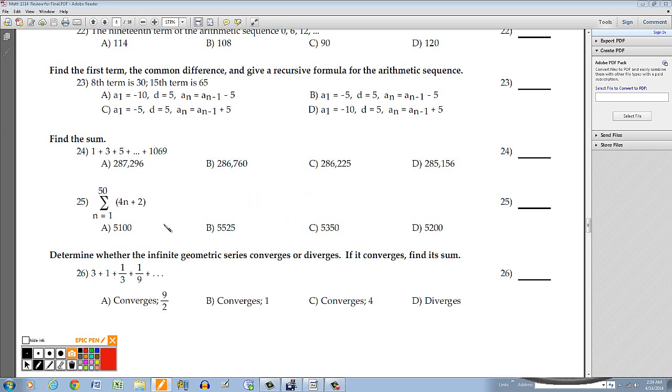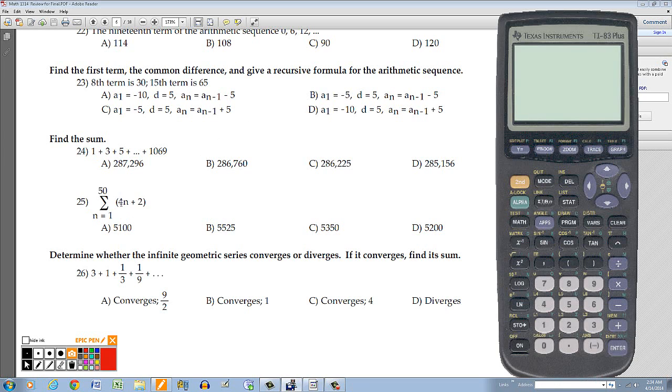Okay, for 25, again, one way to do the problem. This is a summation, n equal 1 to 50 of 4n plus 2. So that means you would add 1 right there, and compute, that would give you 6, and then put a 2, okay, and that would give you 10, and you keep listing all of them until you plug in 50, and you get 50 terms, add them up, and you could also use the previous formula that I just did. But in this case, because we're given a formula here, I can use the calculator.